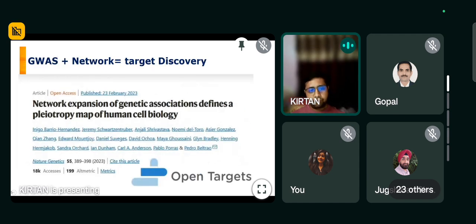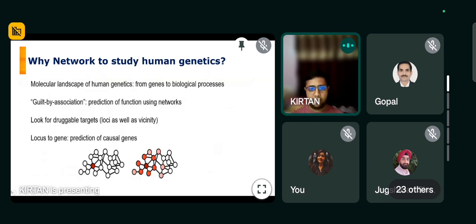Okay. So one of the studies is network-based interpretation of genetic associations, and it's a very well-known study. Many companies are funding Open Targets. Open Targets is a website where people identify disease targets very precisely, and they use network-based expressions for the genetic studies. Now, why use networks to study human genetics? Basically, guilt by association predicts function using the network.